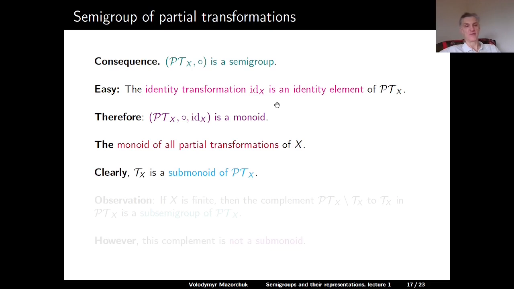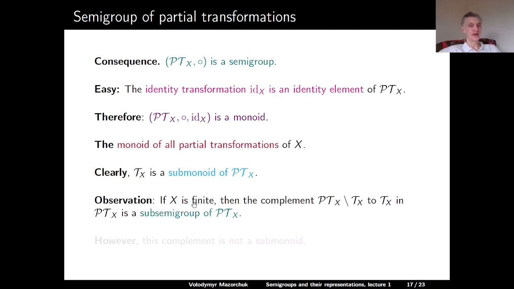Clearly, the full transformations of X form a submonoid of all partial transformations of X. Moreover, if X is finite, then the complement of TX inside PTX is a subsemigroup of PTX, but it is not a submonoid because it doesn't contain the identity on X.